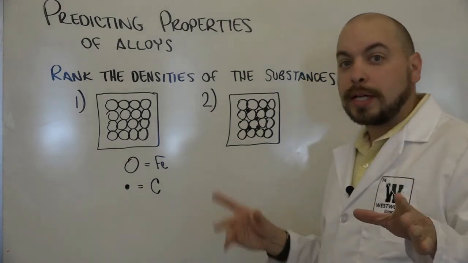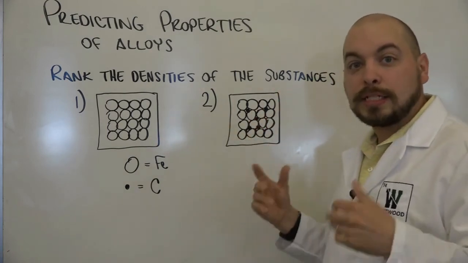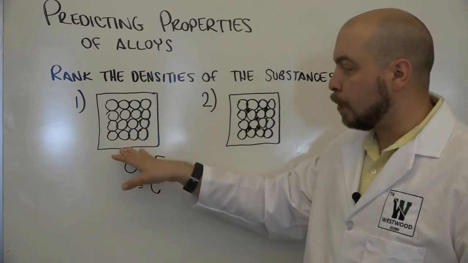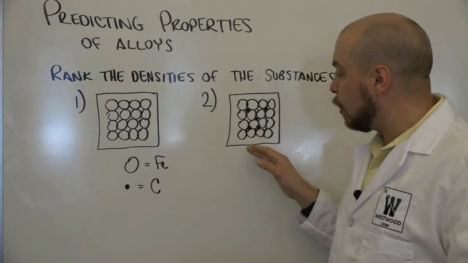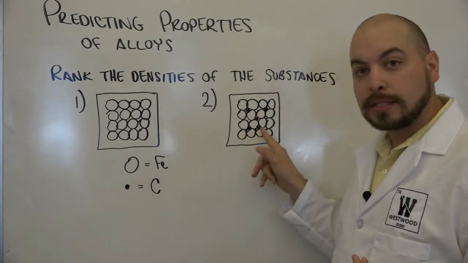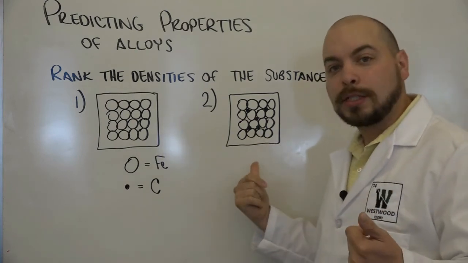All right, so let's take a look at this practice problem. In this one, I'm asked to rank the relative densities of my two substances. Now, in this case, I have pure iron or steel. In this case, it's a combination of iron and carbon. And you can see the carbons, the little black dots that are found in between the atoms of iron. That means it's an interstitial alloy.